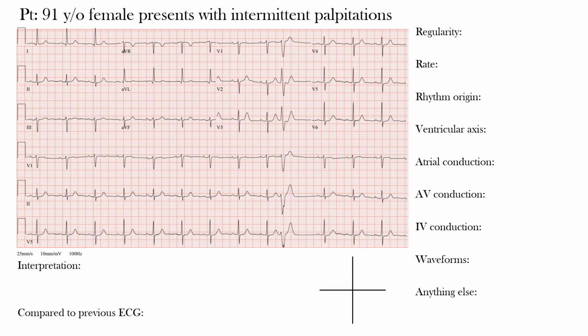So this week's case is a 91-year-old female that presents with intermittent palpitations. Her presenting EKG is shown here. Now before we get started, let's review the approach we've been using to interpret EKGs. So notice we have the patient's clinical presentation, then the EKG below it.